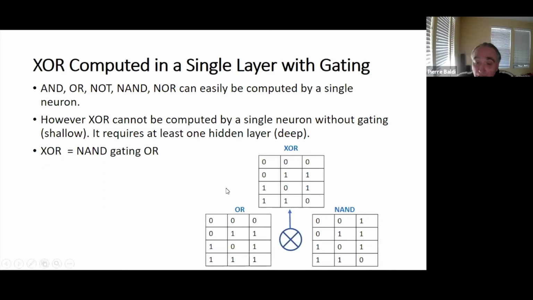So the way you do that is you first have a neuron that computes the OR function. That's very easy to do with a linear threshold gate. You compute the OR function. And then you have a gating neuron that computes the NAND function. That's also very easy to do with a linear threshold gate. It's very easy to prove that.